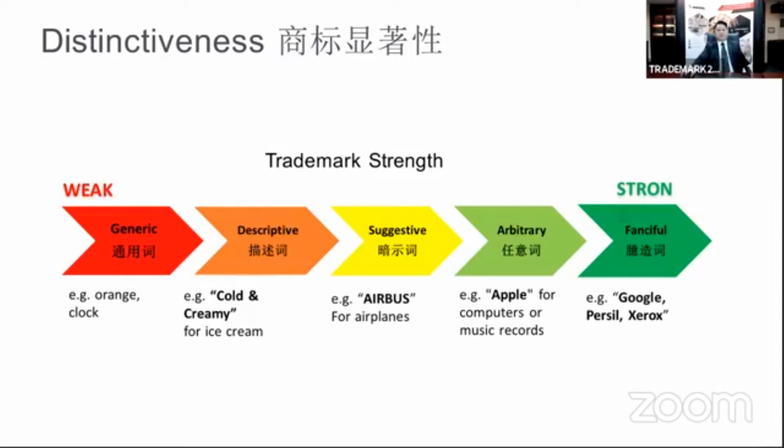Example, if you open a fruit store, don't call yourself Durian King or something like that. It's very descriptive. Generic means you are describing the generic terms of certain products or services. Do not use that. So I give you just an example here.